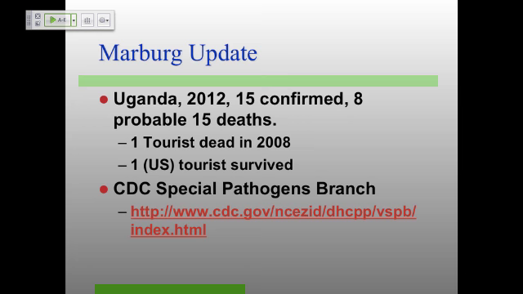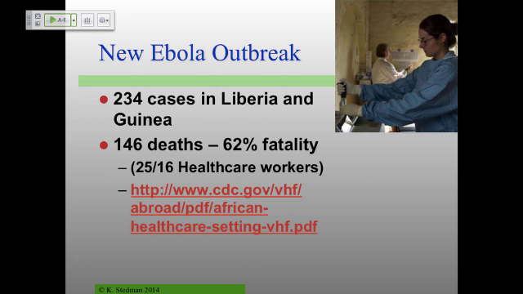So think about Marburg, people being worried about traveling into these countries. One, as far as we know, tourist has died from Marburg fever. A U.S. tourist was infected and survived. There's a whole branch of the CDC looking at these things. Why? You probably heard that there's now currently an Ebola outbreak. Interestingly enough, this is not in Central Africa, but more in West Africa. 234 cases so far, 62% fatality. Unfortunately, still a certain number of healthcare workers who have been infected and also have died from this disease.